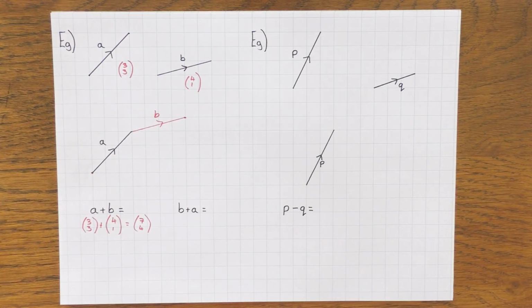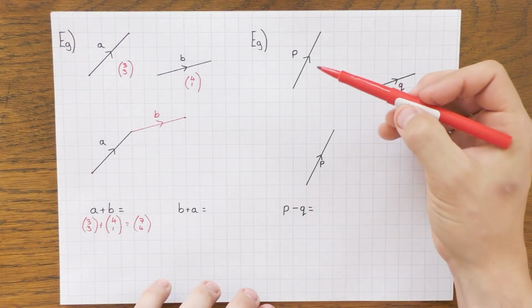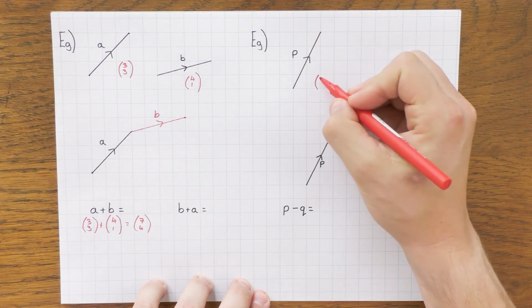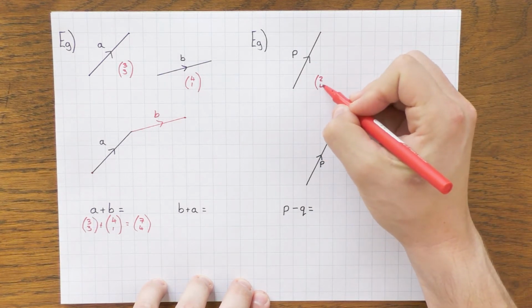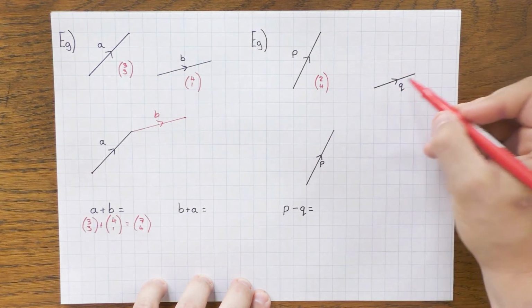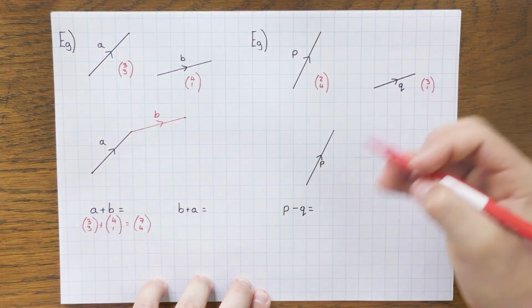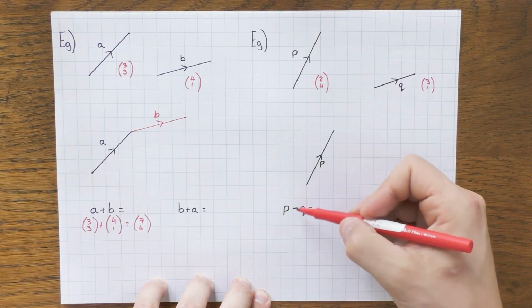When you take away, it's slightly different. Only a little bit different though. So here's my P, which is 2 across and 4 up. And there's Q, so 3 across and 1 up. But we take Q away.